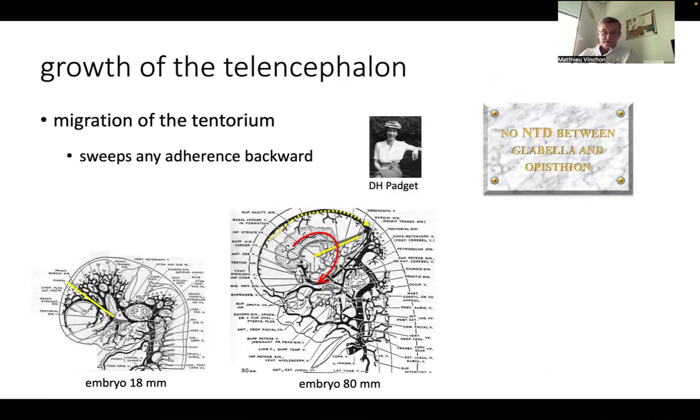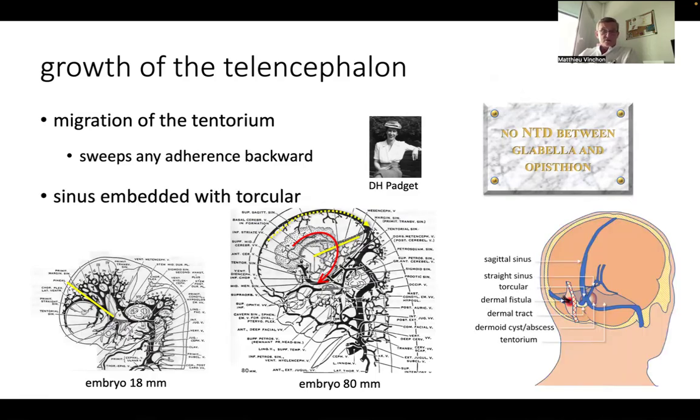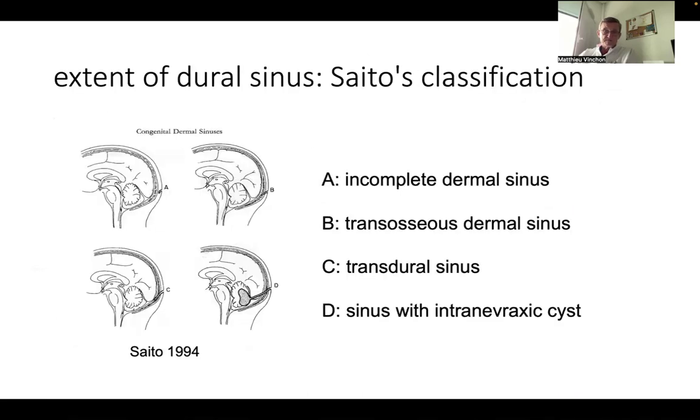epidermis and the neurodermic. So this is probably what explains that there are no neural tube defects between the glabella and the opisthion. And it also explains why, when we dissect occipital sinuses, we often find that the tract is embedded in the trachea, and this represents the main difficulty of this surgery.